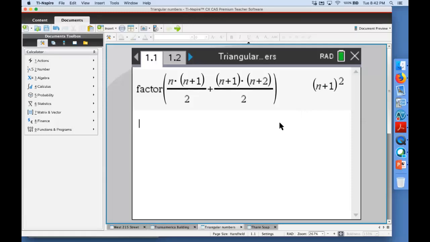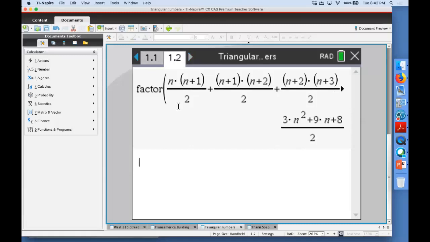But one of the nice things about Inspire is that you can ask students, what about the sum of three consecutive triangular numbers? You'll see here that it's 3n squared plus 9n plus 8 over 2, and that's not a perfect square. What about the sum of four consecutive triangular numbers? Is that a perfect square? So you can actually have students play here and do this.